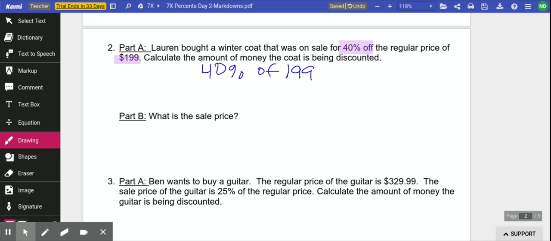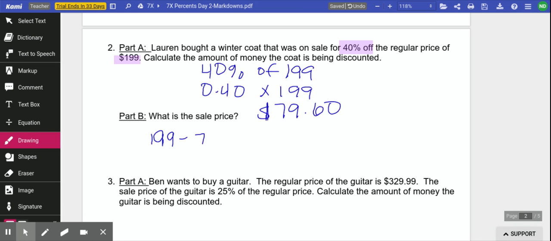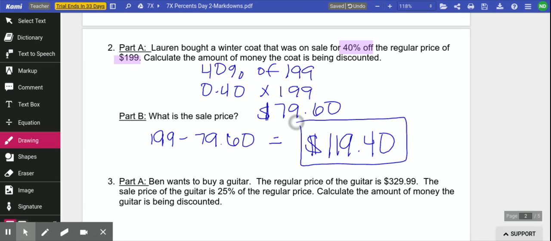I have to multiply. Before I do that, convert 40% into a decimal, which is 0.40, and then multiply that by 199. And you should get $79.60. So again, that's the discount amount. So I'm taking $79.60 off the original price of this coat to determine my sale price. So my original price was $199, and I'm subtracting $79.60. And when I do that, we should get $119.40. So the sale price of this coat is $119.40.